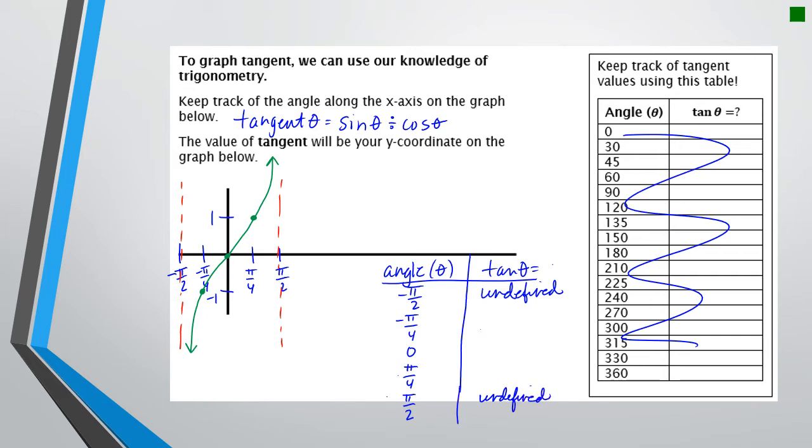If you tried putting it in your calculator, it would give you an error. At negative pi over 4, your y value is negative 1. At 0, it's 0. And then at positive pi over 4, it's positive 1. So these are the standard values, the ones that you're going to need to have memorized. It is quite a bit different. The graph definitely looks a lot different than sine and cosine. So this is something you're going to have to really commit to memory.